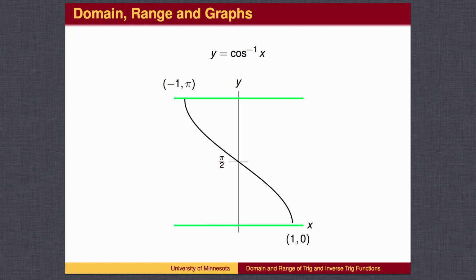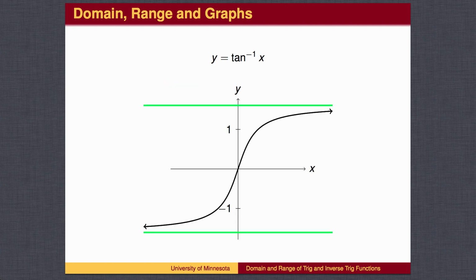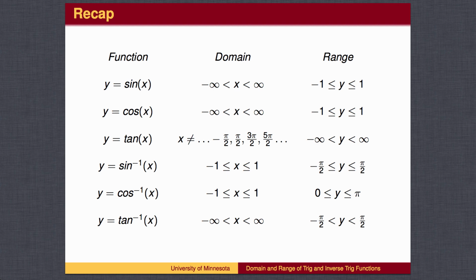Similarly, the domain of the inverse cosine function goes from -1 to 1, and the range from 0 to pi. The domain of the inverse tangent function is all real numbers, and the range is from -pi/2 to pi/2. To recap, here are the domains and ranges of the basic trig and inverse trig functions.